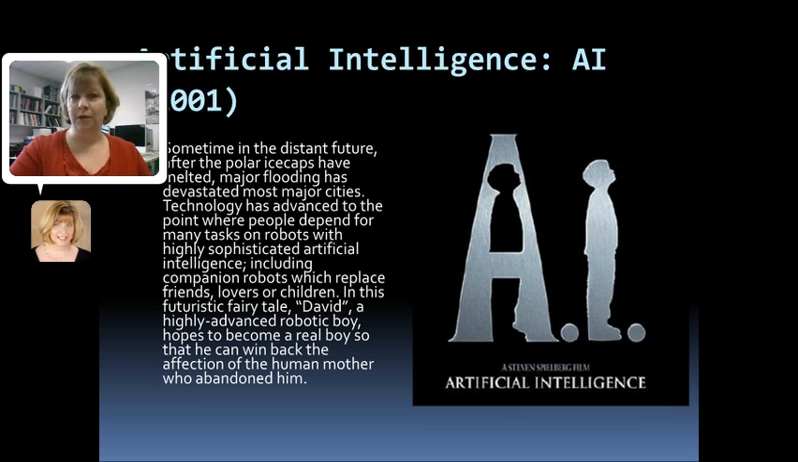It's set in the distant future where the polar ice caps have melted and people have developed robots who are so sophisticated that they can replace many of our tasks and even be companions to people. They have real reactions and emotions, and one young robot boy is trying to win back the affections of the human mother who abandoned him. So just like Pinocchio, he's on this search to be a real boy.